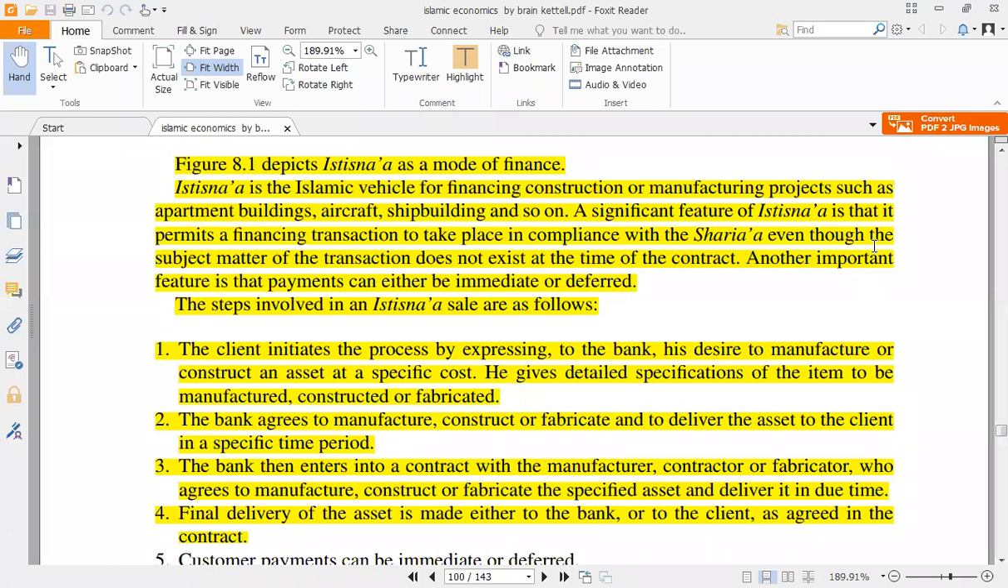When the asset is ready to be delivered, then the asset is delivered to the bank or can be delivered to the customer, if the contract is written in favor of the bank or in favor of the customer.